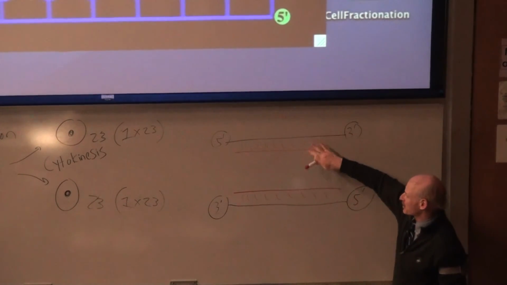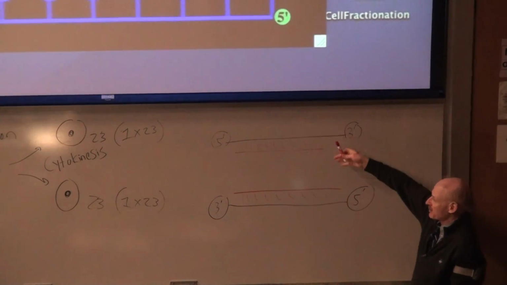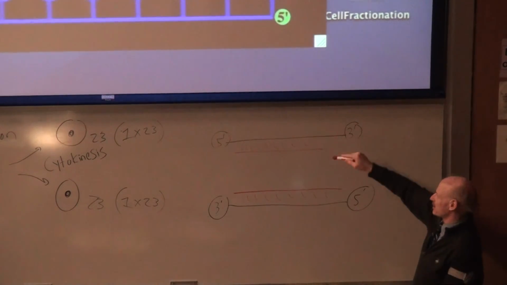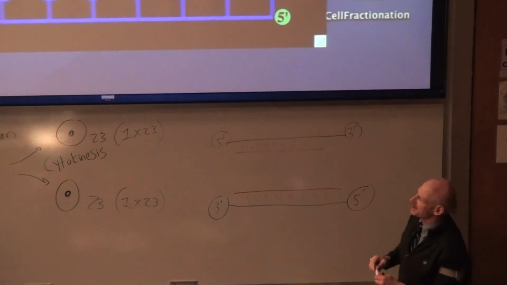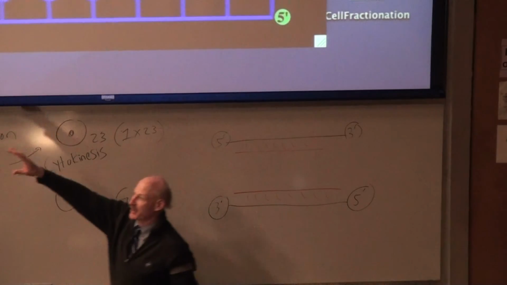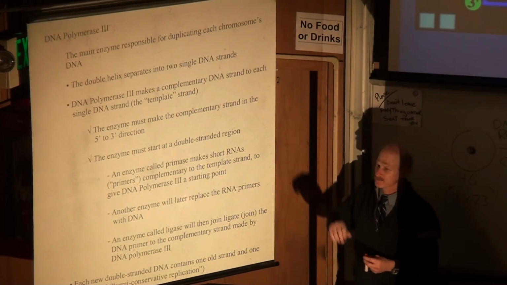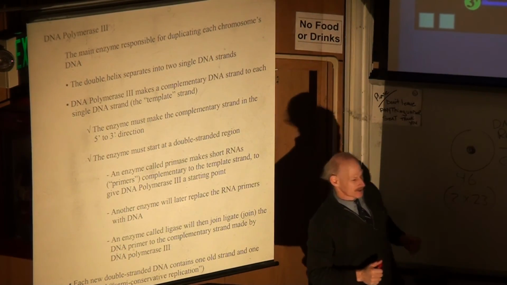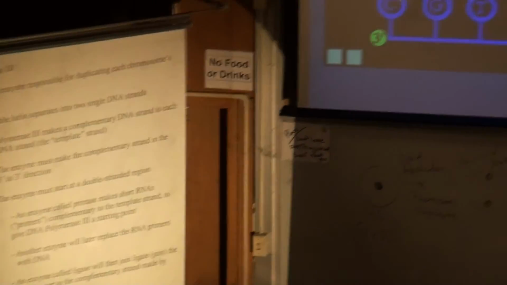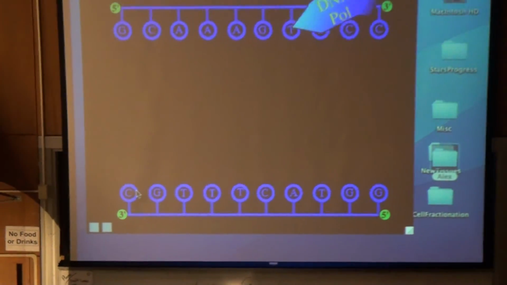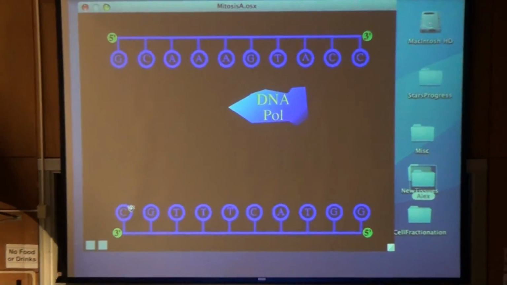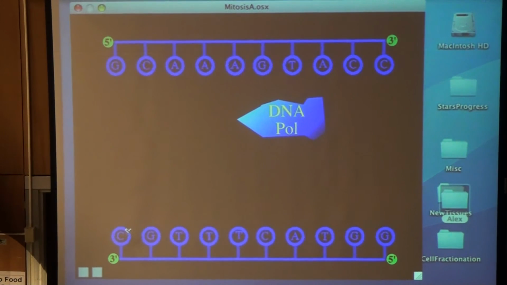If we can make a complementary strand to each of these single strands, we do end up with two sister chromatids, two identical pieces of double-stranded DNA. And anyway, DNA polymerase III is the enzyme that's going to be the main enzyme in duplicating the DNA. Okay, and here comes DNA polymerase 3. There she is, all right.